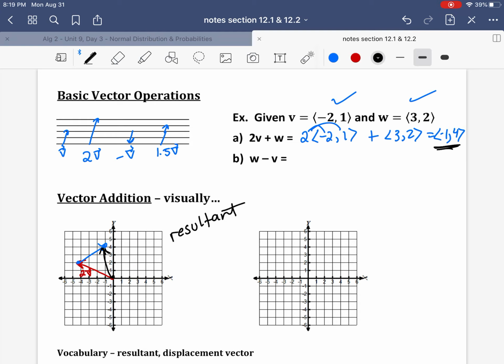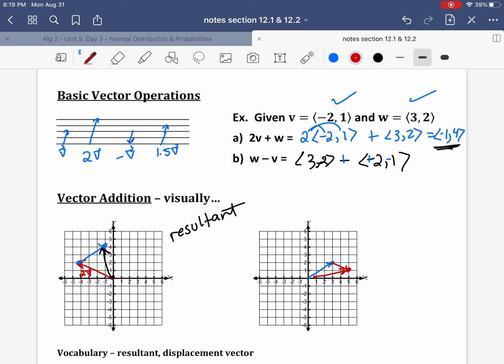All right, so over here, if I had w minus v, I would take 3, 2 and I would subtract v, which is negative 2, 1. Now remember, subtraction is like adding the opposite. So I would take 3, 2: over 3 and up 2. There's my vector w. I would add the opposite, so add 2, negative 1. So onto the end of this, I would go to the right 2 and down 1.